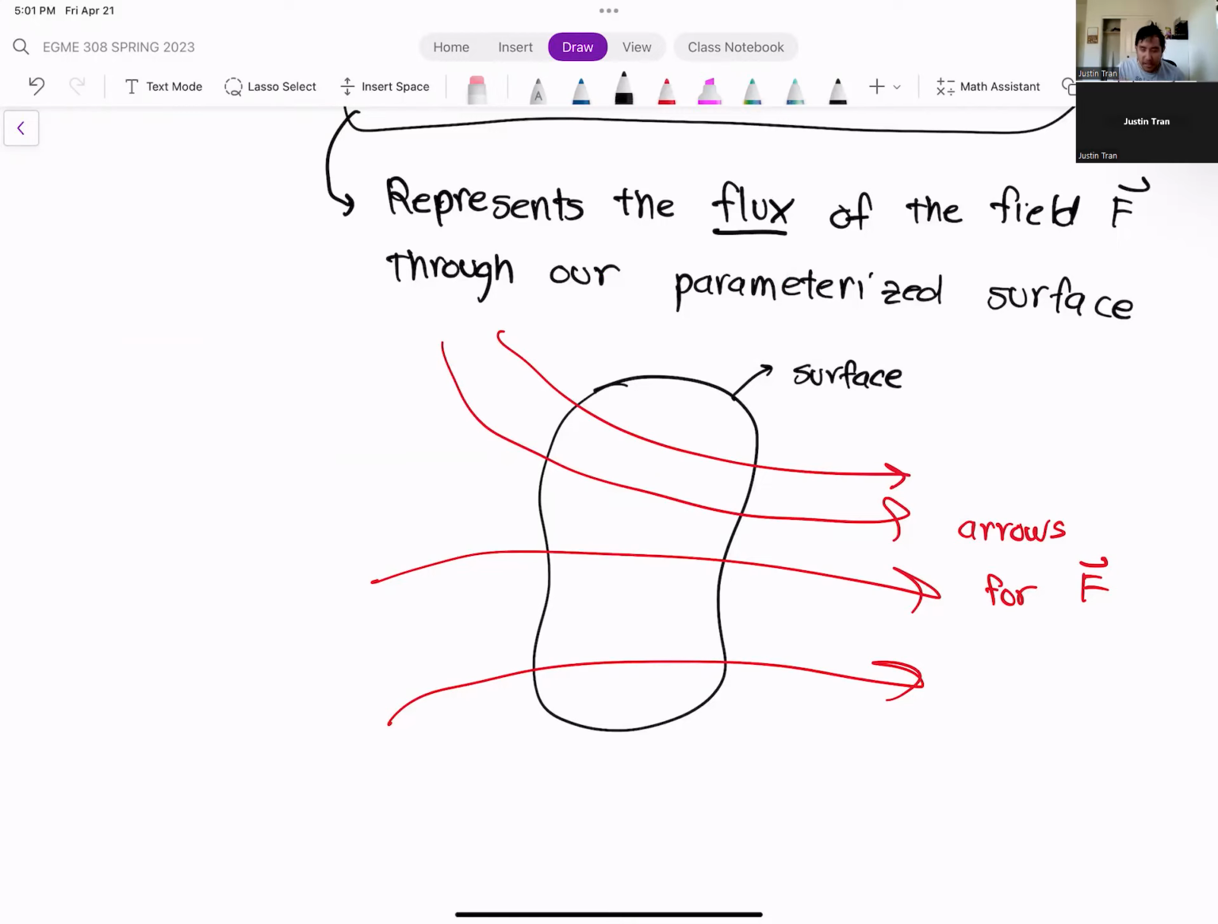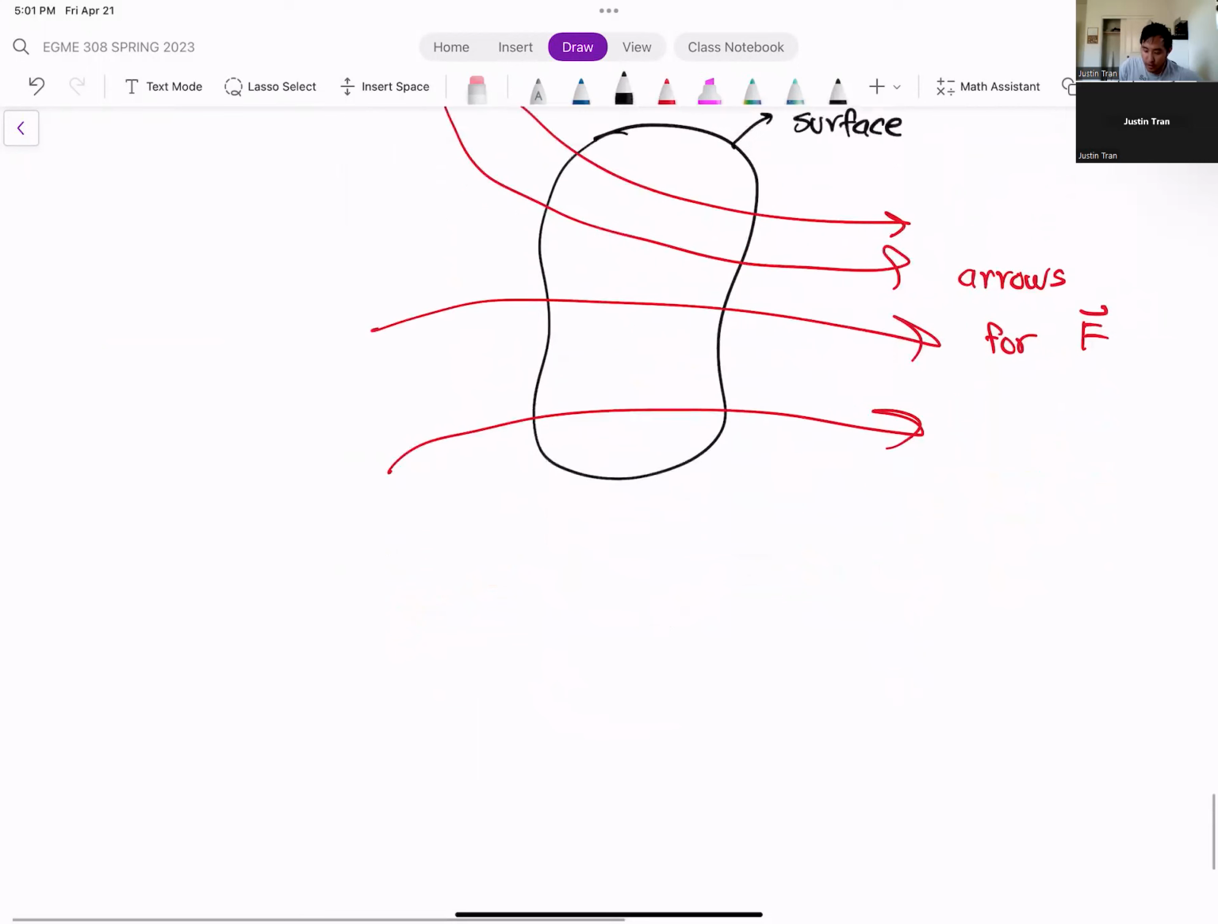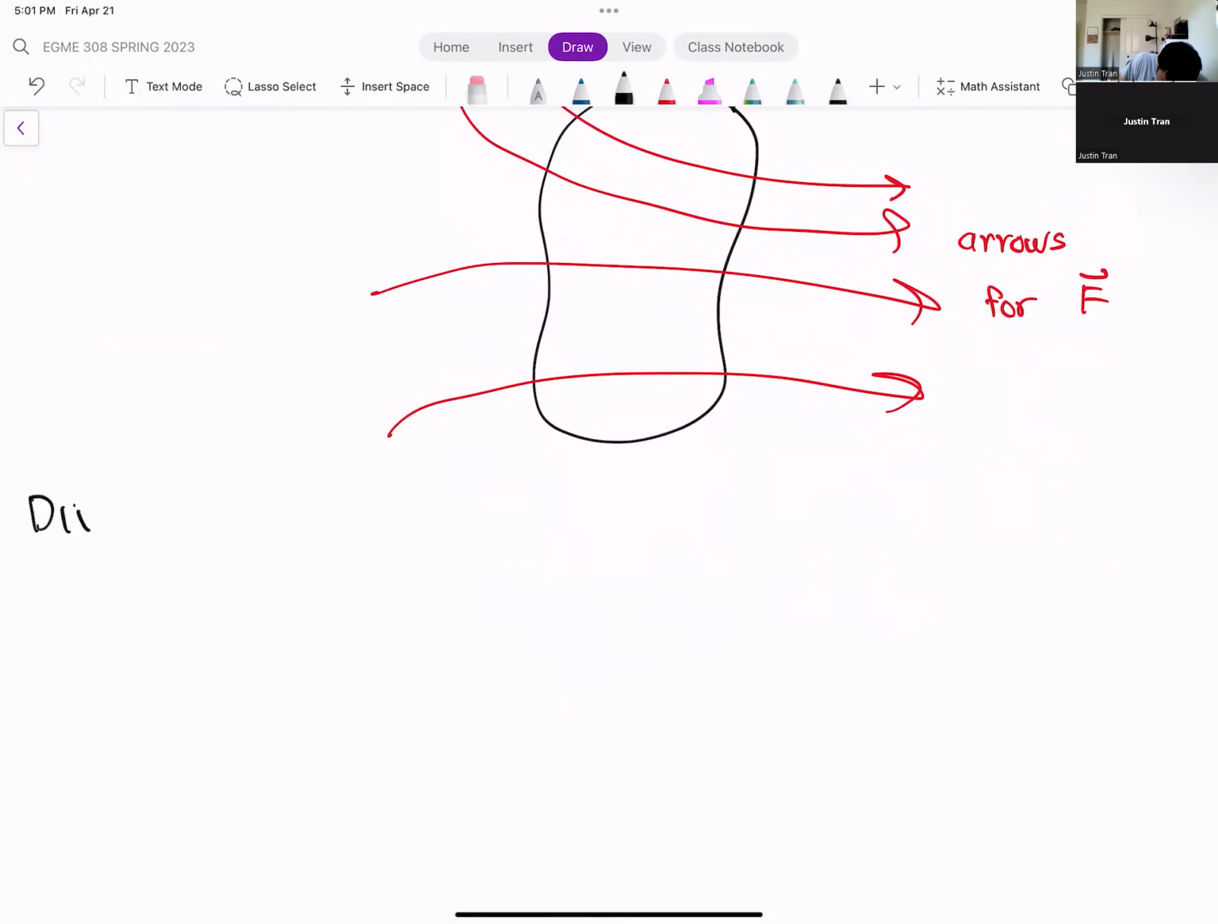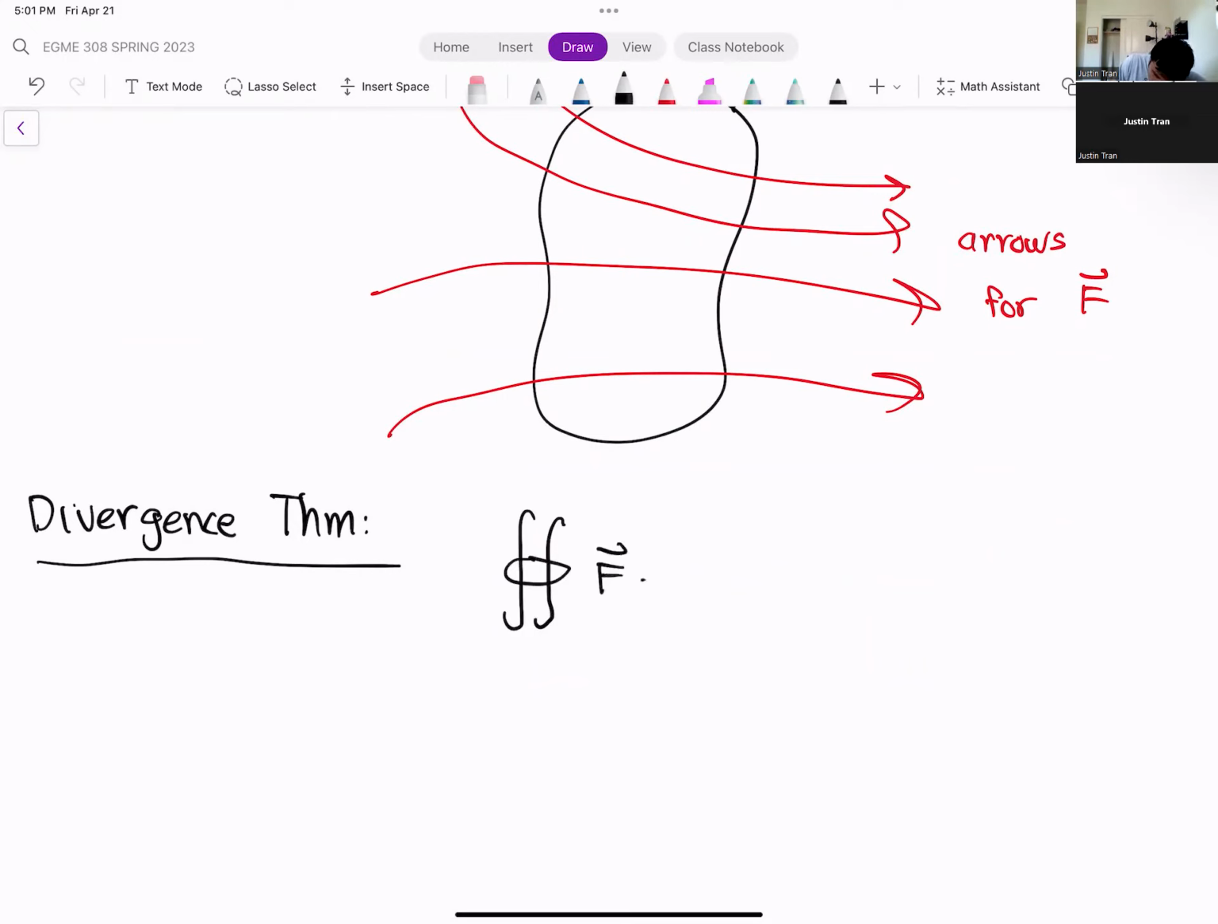Okay, a much easier way to compute this is to use the divergence theorem. And so what the divergence theorem says is that if you have a surface integral over a closed surface, this is equal to a triple integral of the divergence of that same vector field.